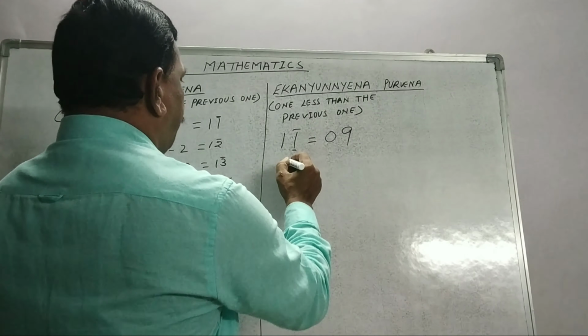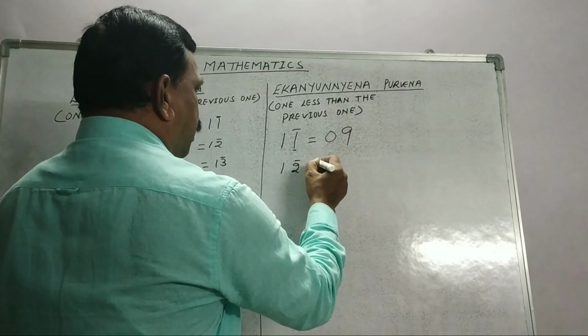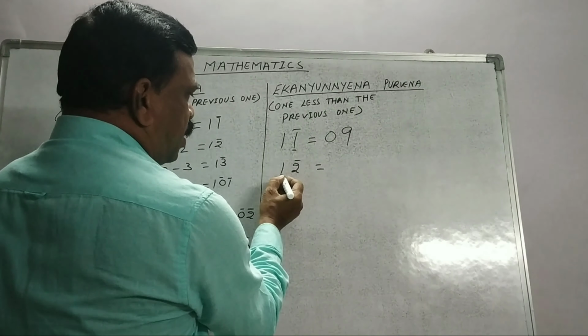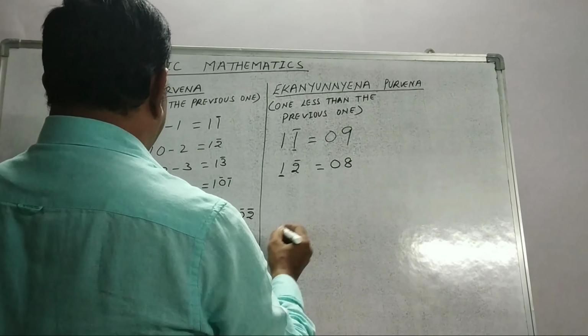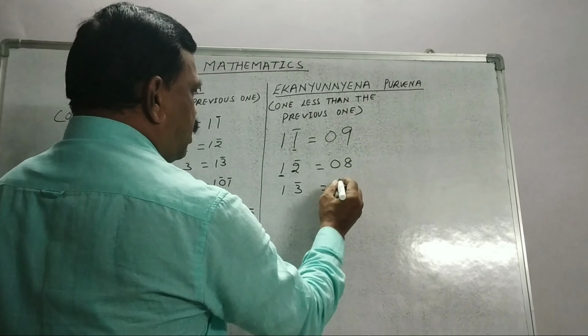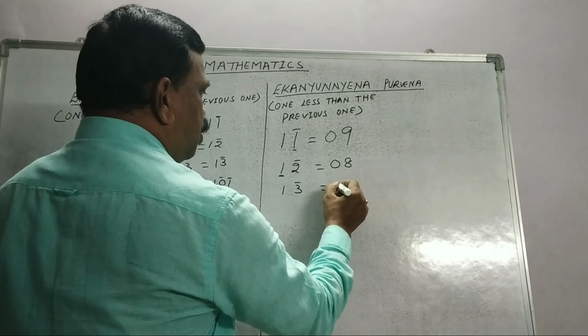In the same way, 1, 2 bar. Here the previous number is 1. 1 minus 1 is 0. 10 minus 2 is 8. In the same way, 1, 3 bar. 1 minus 1 is 0. 10 minus 3 is 7.